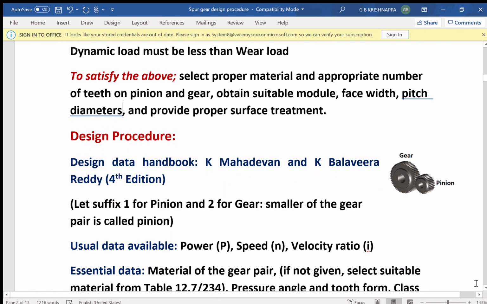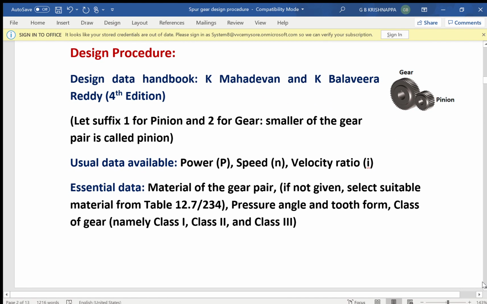Design procedure. Design data handbook followed is authored by Professor K. Mahadevan and Professor K. Balaveera Reddy, 4th edition. Let suffix 1 be for pinion and 2 for gear. Already discussed, the smaller of the gear pair is called the pinion.